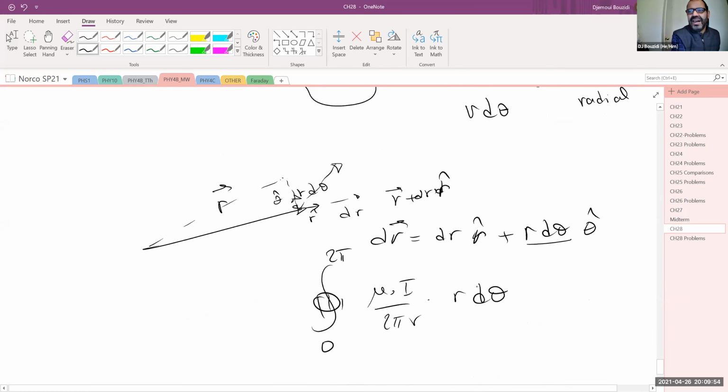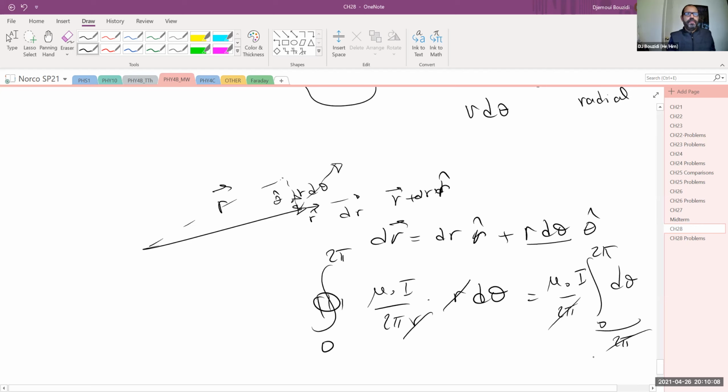Now, obviously, the r and the r cancel, and everything else stays the same, so it's going to be mu naught I over 2 pi, and the integral from 0 to 2 pi of d theta, and that is 2 pi. And the 2 pi will cancel the 2 pi, and you will end up with the same result.